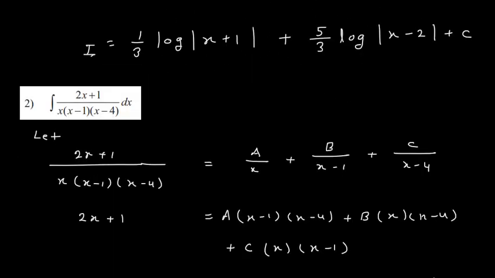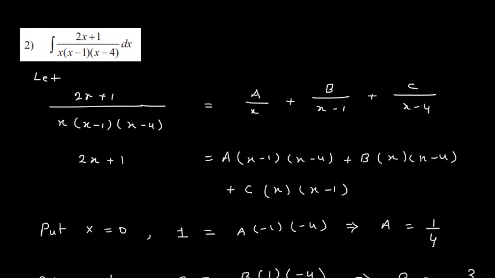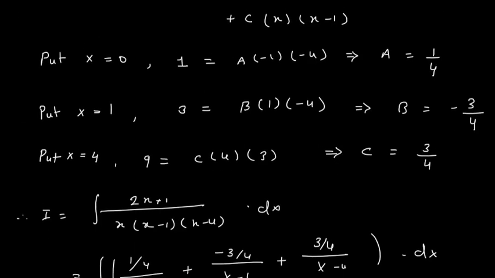Okay, so this is the second problem. Here we have 3 linear factors in the denominator: x, x minus 1 and x minus 4. Now let us see question number 3. Here in this question, the numerator is x square plus x minus 1 and the denominator is x square plus x minus 6.